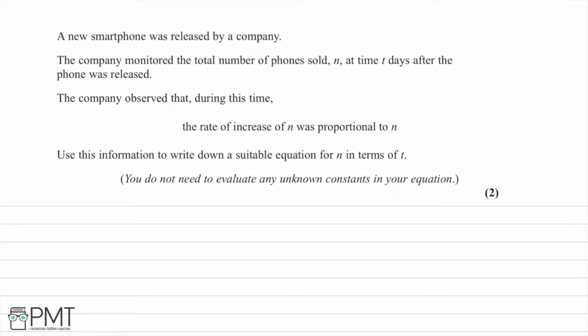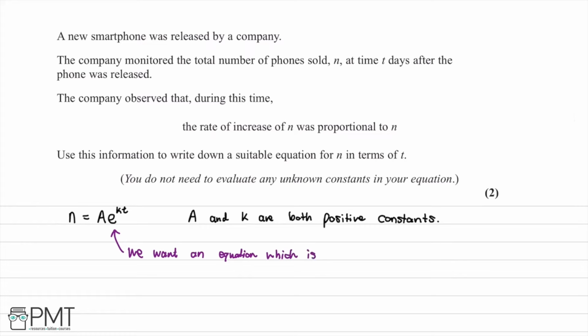So we want to have an equation which is something to do with exponential growth and decay. So therefore, we can say that N, which is going to be the number of phones sold, is going to be equal to, so we're going to have a constant A, and then we're going to have an exponential term, and it is going to be in terms of kt. So this is our equation here, where A and K are both positive constants. And we'll just annotate in here, we want an equation which is to do with exponential growth.